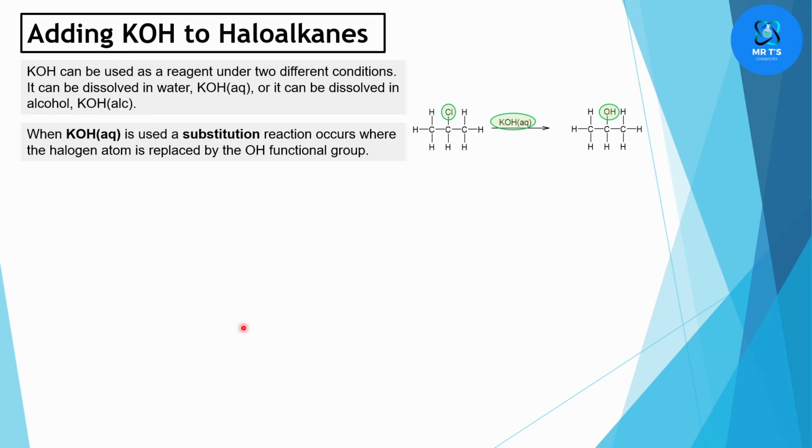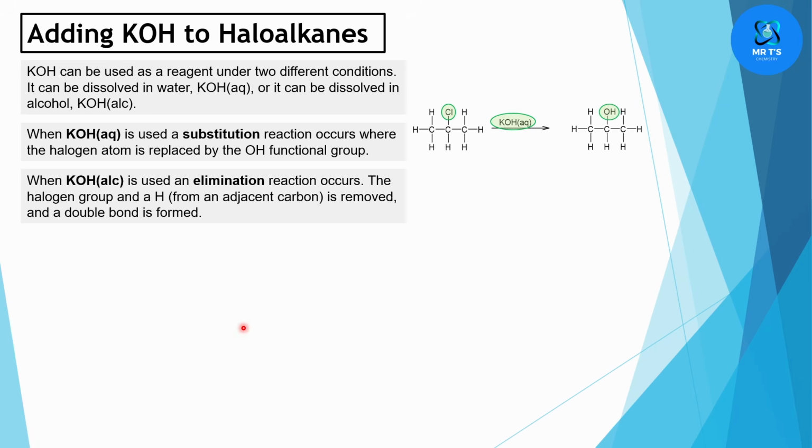However, if we add potassium hydroxide dissolved in alcohol, or KOH alc, an elimination reaction occurs. So if we had a haloalkane, we are going to take the chlorine and remove the hydrogen from the adjacent carbon. In this case, the adjacent carbon is the second carbon. So we're going to remove that hydrogen and that chlorine to make a double bond, or an alkene.